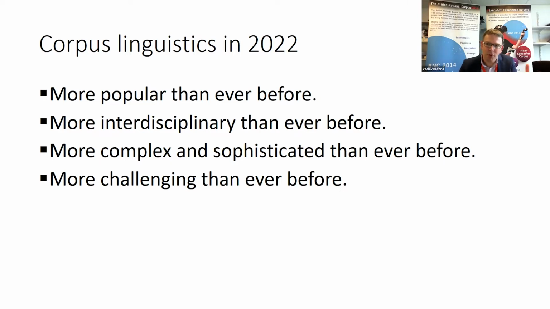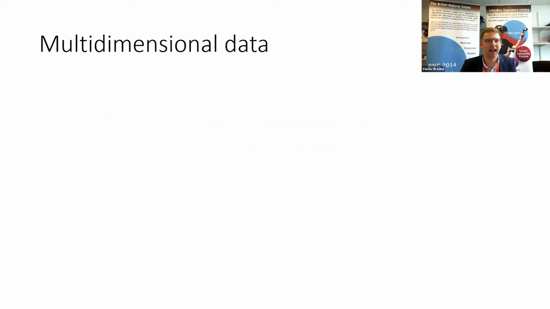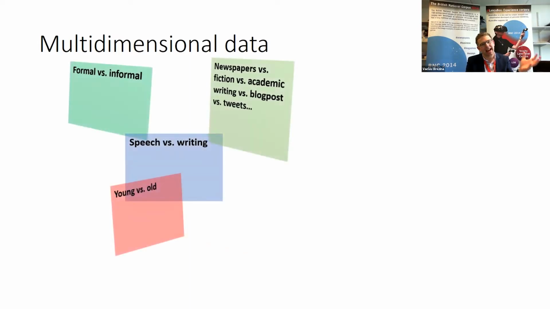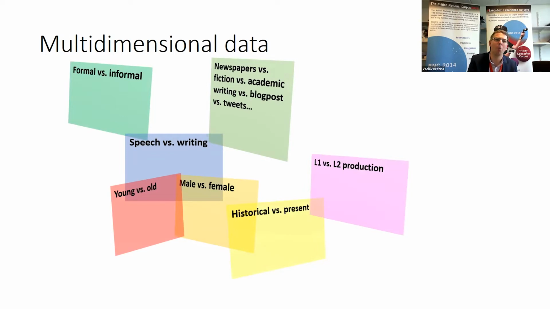So I think in response to that, LancsBox is trying to see how we can analyze multidimensional data, because one thing to realize in corpus linguistics is that we are dealing with data across speech and writing, formal, informal contexts, different types of speakers, young and old, male, female, historical data, present day data, different genres, registers, L1 and L2 production, and so on and so forth.